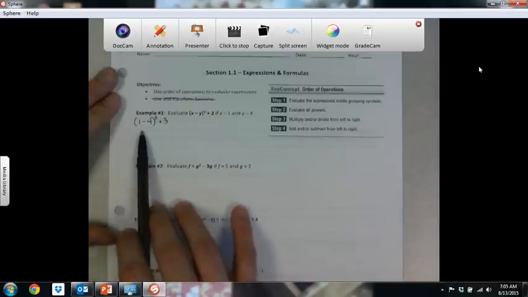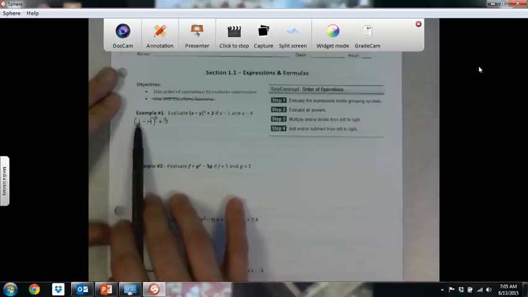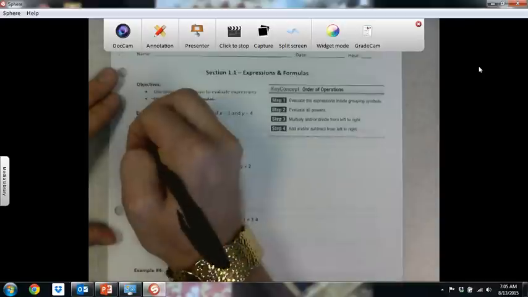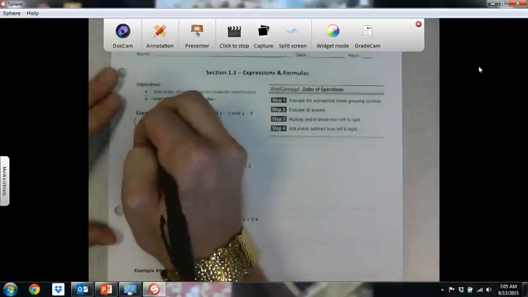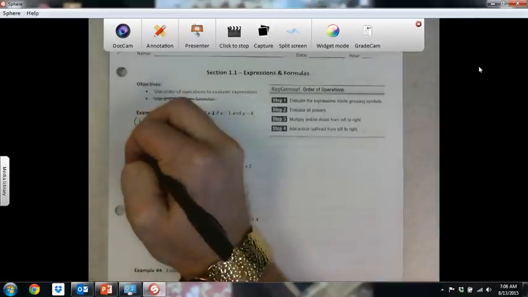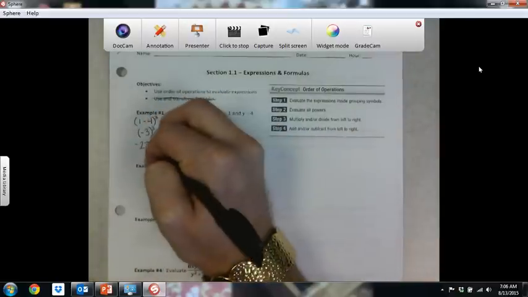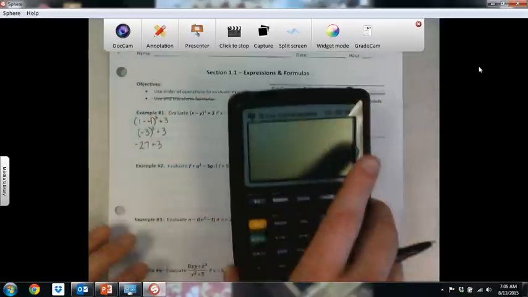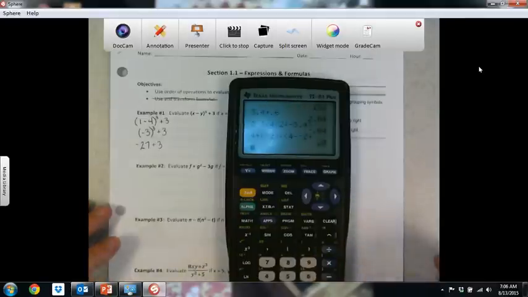Well, in this case the grouping symbols are the parentheses, so inside the grouping symbols would be 1 minus 4, which is negative 3 to the third power plus 3. The next step says to evaluate all powers, and so we're going to take negative 3 to the third power. So that would be negative 3 times negative 3, which is positive 9, and then positive 9 times negative 3 is a negative 27 plus 3.